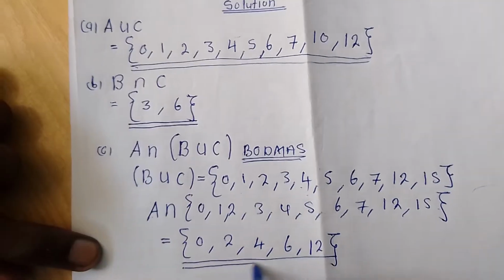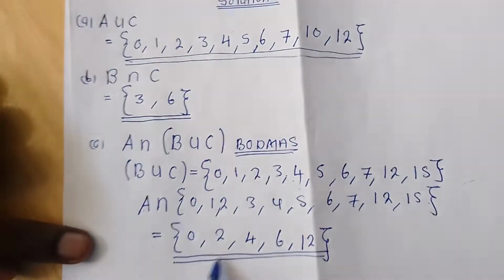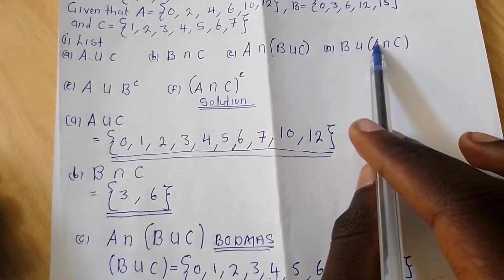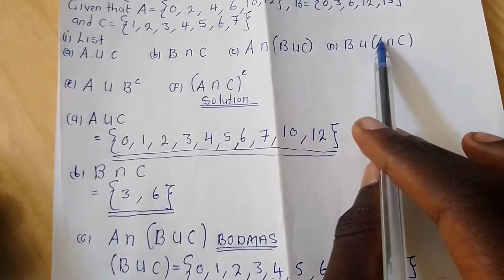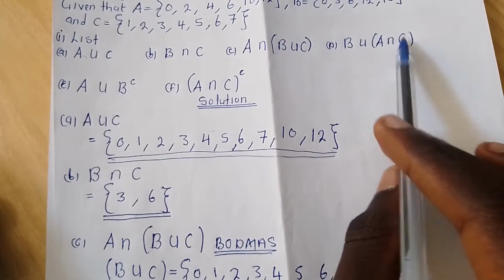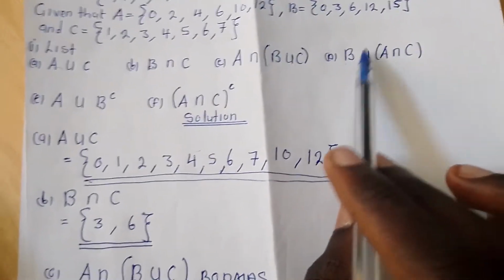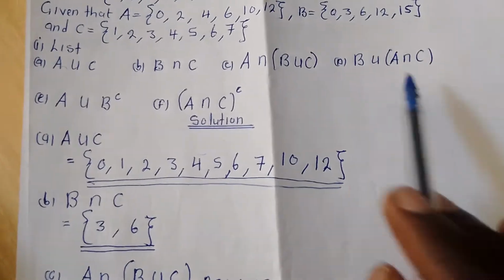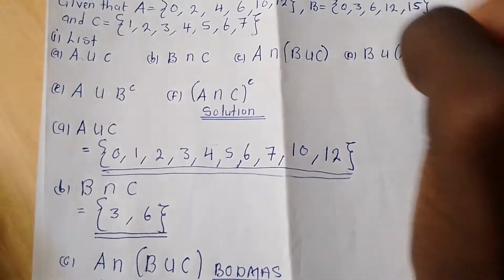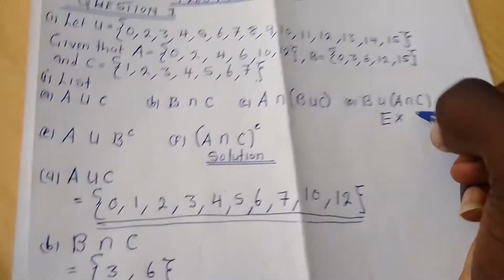Listen, very simple. You can apply this same concept on this one. You simply find whatever is intersecting between A and C. Then when you find the intersection of set A and C, you can simply find the union with B. So this is going to be your work. Let me even outline it. This question is simply your exercise.